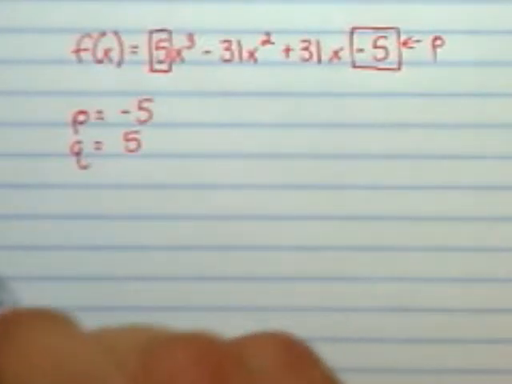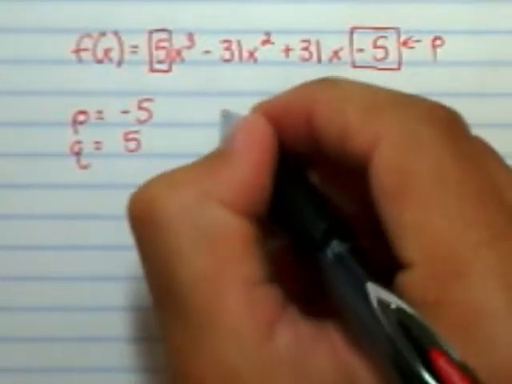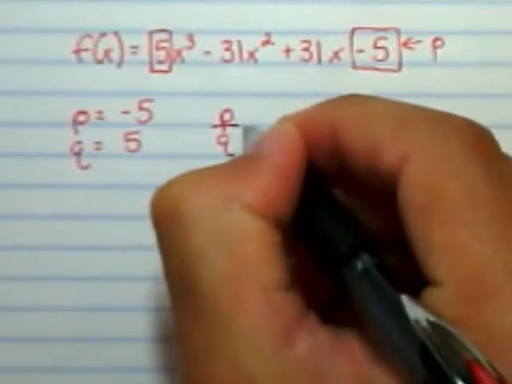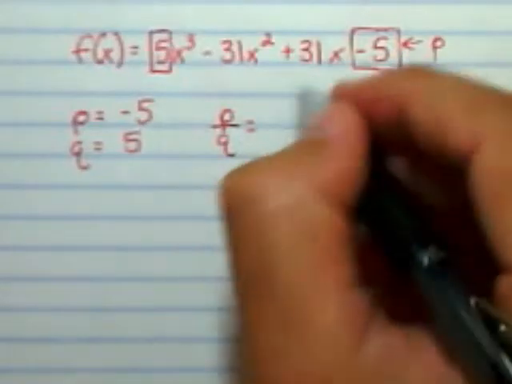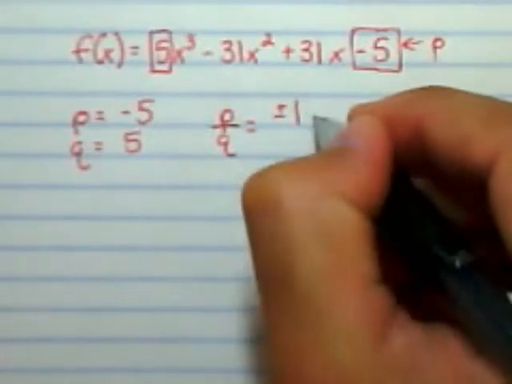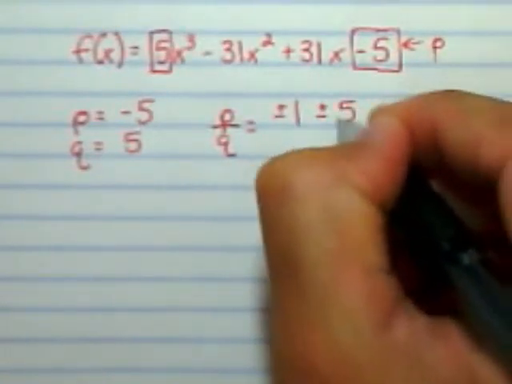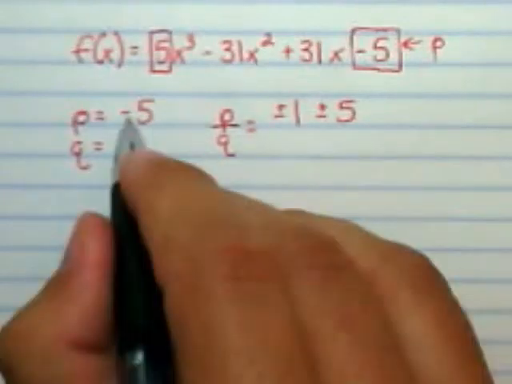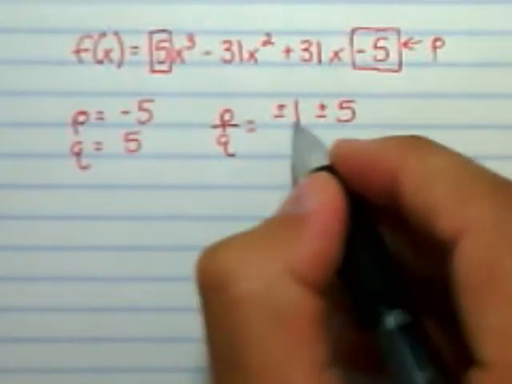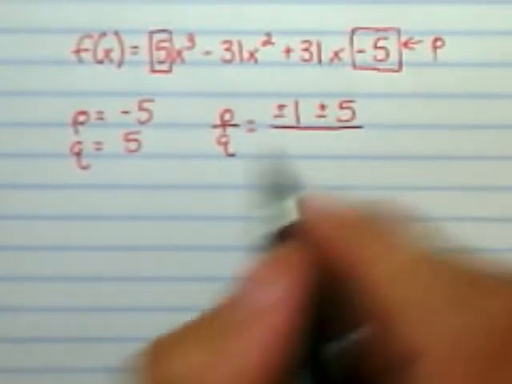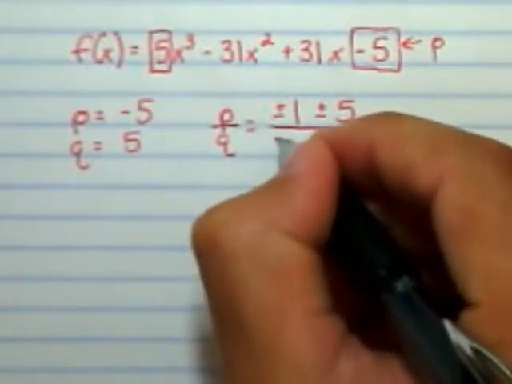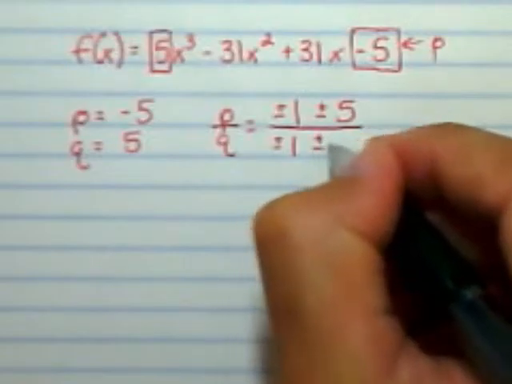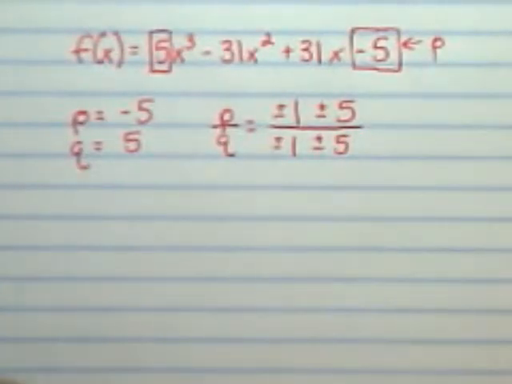That's our leading coefficient. Now how we look at this is we look at P over Q, which equals, what are all of our factors of 5? Well, plus and minus 1 and plus and minus 5 are our factors of that -5. Looking at possible factors. And now for 5, what are our possible factors there? Well, same kind of deal. Plus and minus 1, plus and minus 5 are our possible factors for 5.